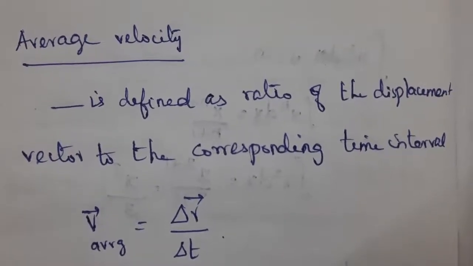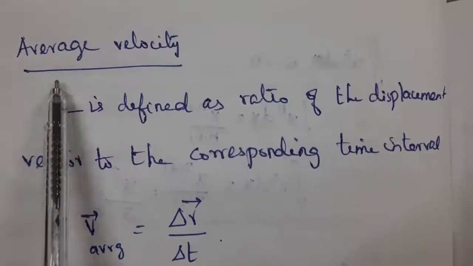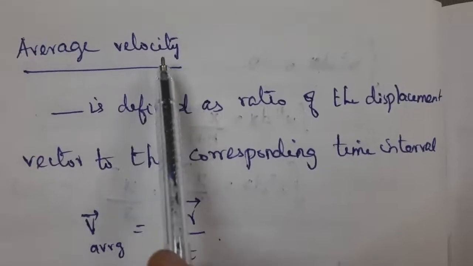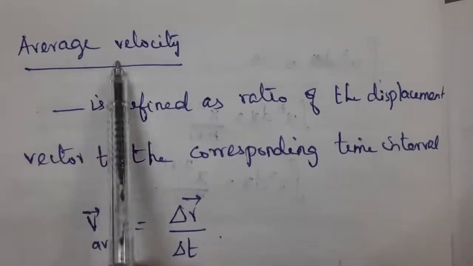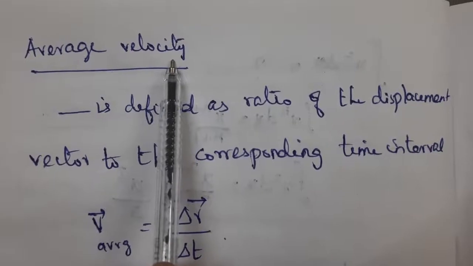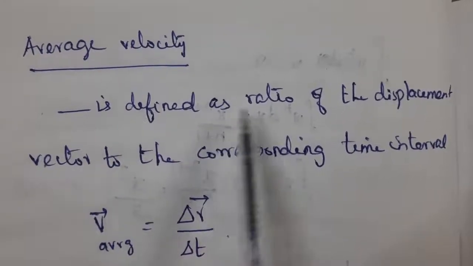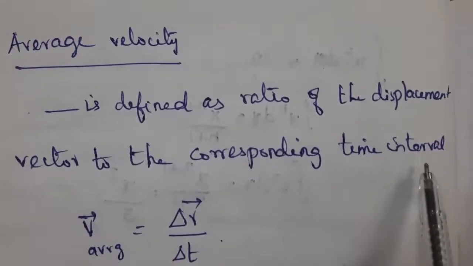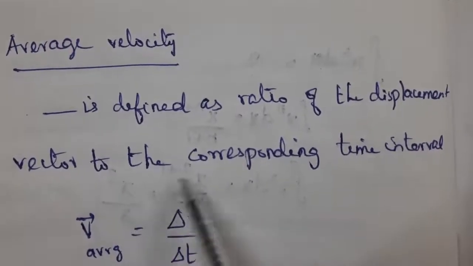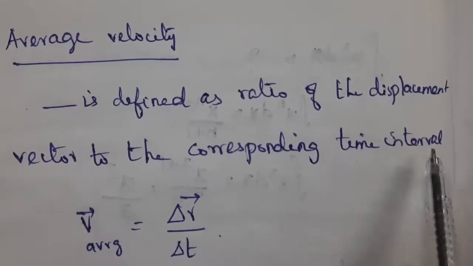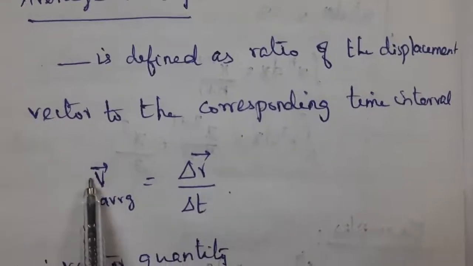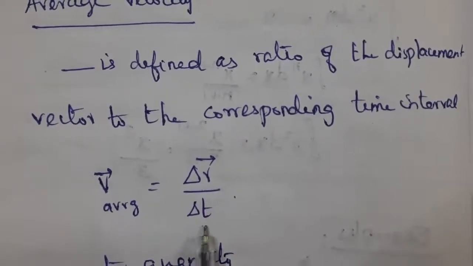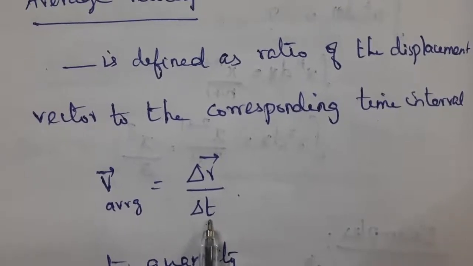Let's see a few more concepts. First one, average velocity. Velocity, we have already learned, means rate of change of displacement, isn't it? What is meant by average velocity? Average velocity is defined as the ratio of the displacement vector to the corresponding time interval. So we can write average v vector equal to delta r vector divided by delta t.